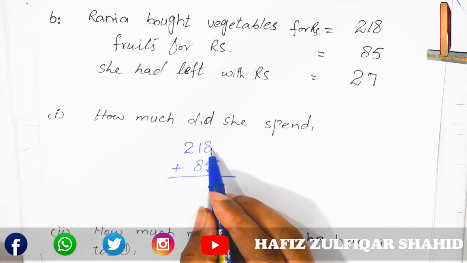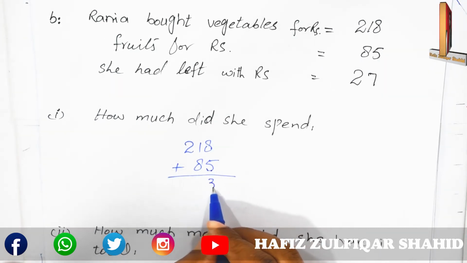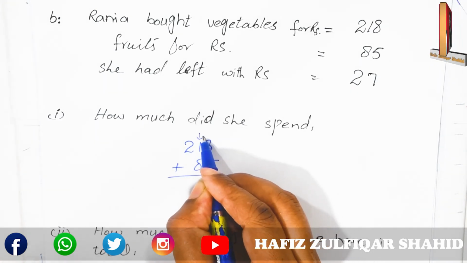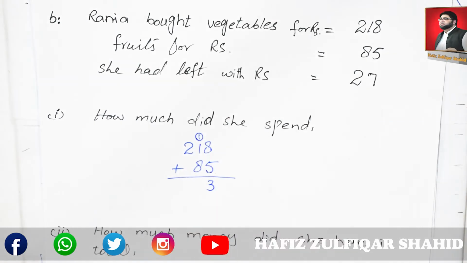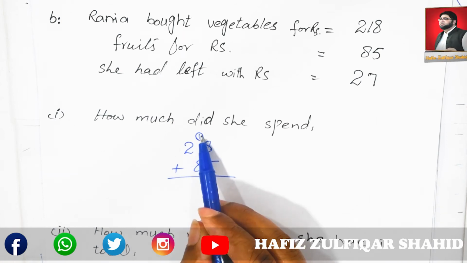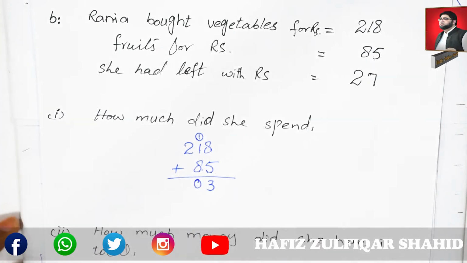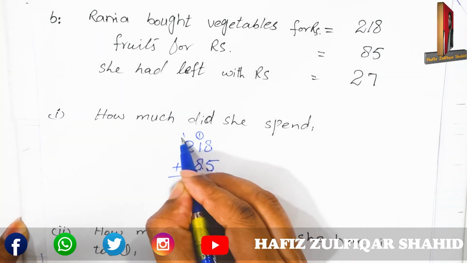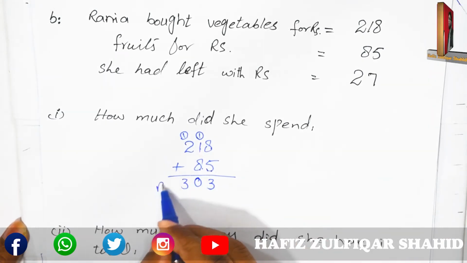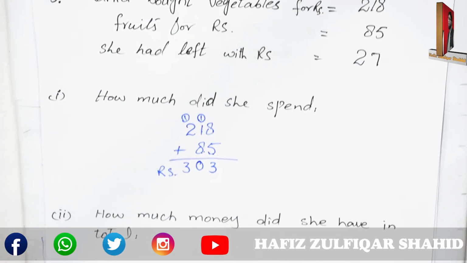Start from the right side. 8 and 5 equal 13. Write 3 in the answer and carry one to the next digit. Now add 1 and 8, it is 9. Add the carried digit, it will be 10. It is converted into hundreds. Carry 1 to the hundreds column. 1 and 2 equal 3. She paid rupees 303 for both vegetables and fruits.